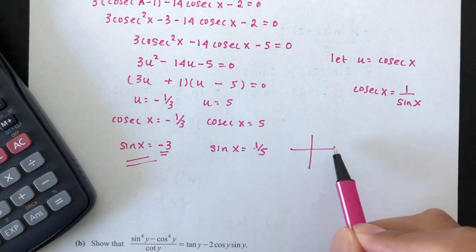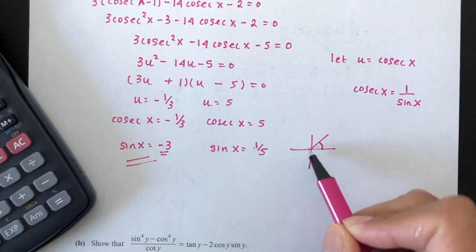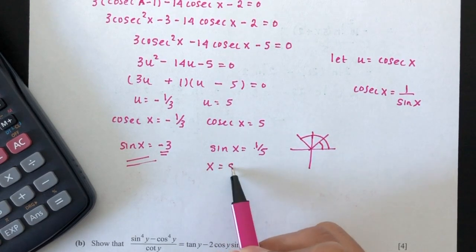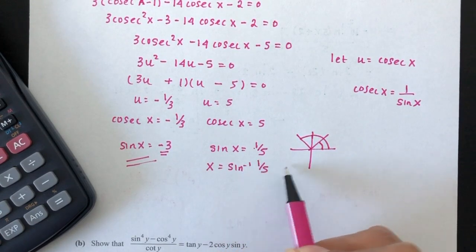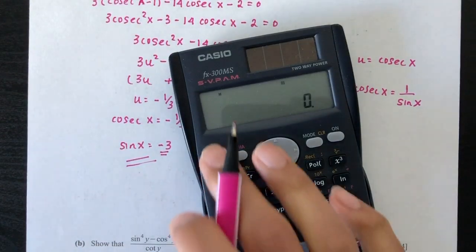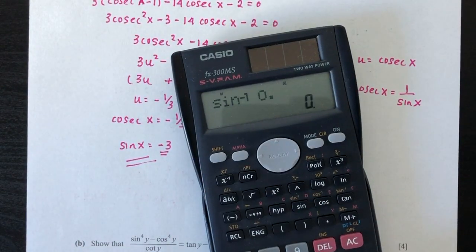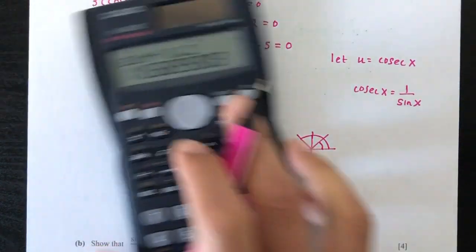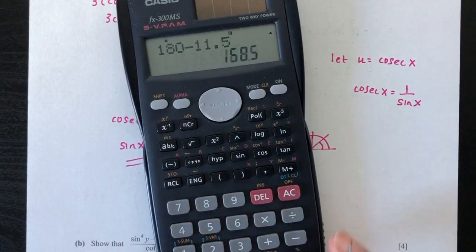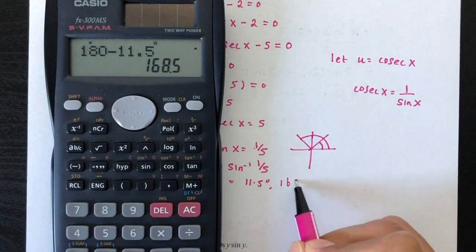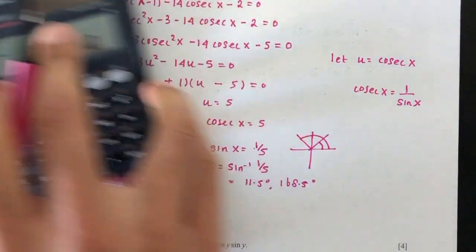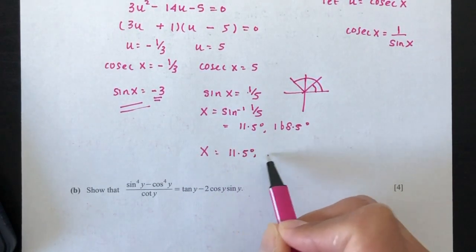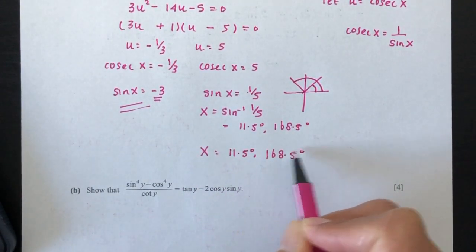So for the value of x which is positive, this is the solution. Let's do that. Sine inverse of 1 over 5, that will be sine inverse of 0.2, that will be 11.5, and it will be 180 minus 11.5, that will be 168.5. So your value for x will be 11.5 and 168.5.